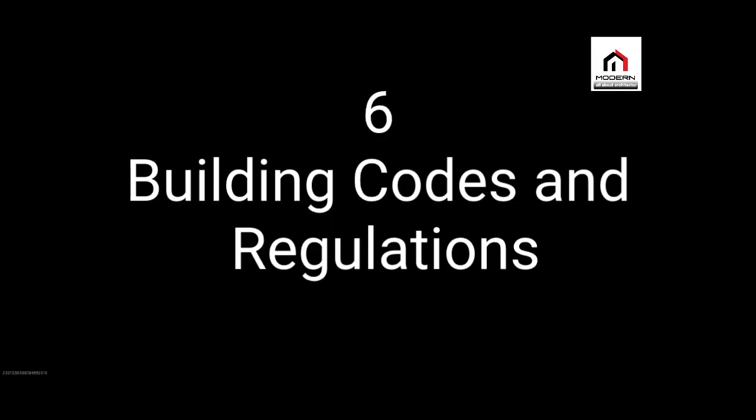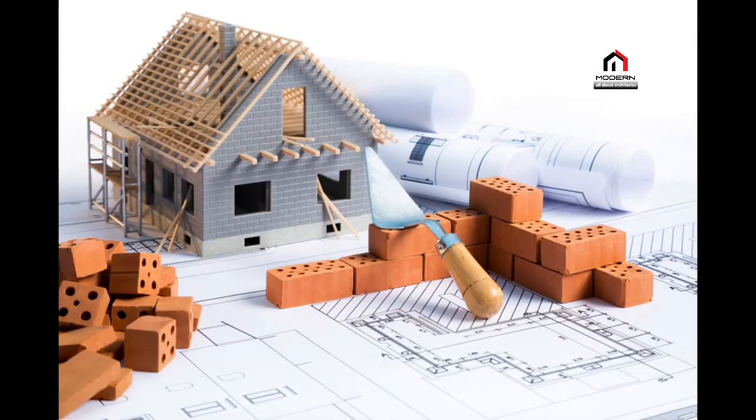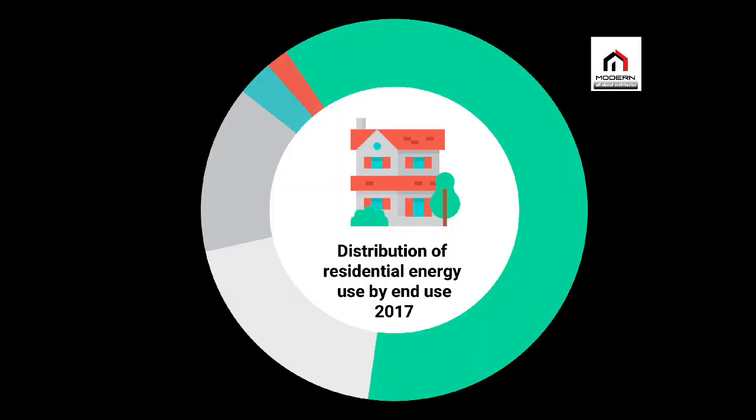6. Building codes and regulations. Compliance: ensuring the design adheres to local building codes and regulations. Accessibility: addressing needs for people with disabilities.